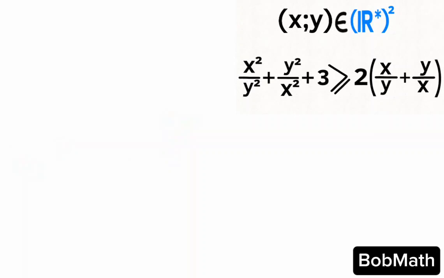Well, our exercise is as follows. We have x and y as definitely real numbers. Show that x squared divided by y squared plus y squared divided by x squared plus 3 is greater than or equal to 2 times (x divided by y plus y divided by x).